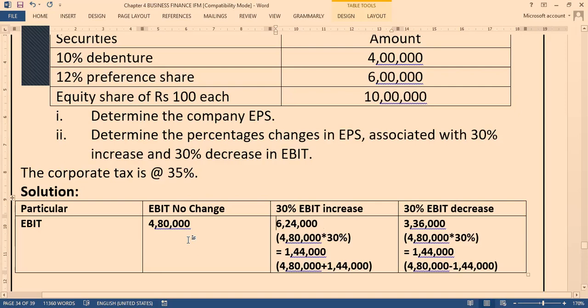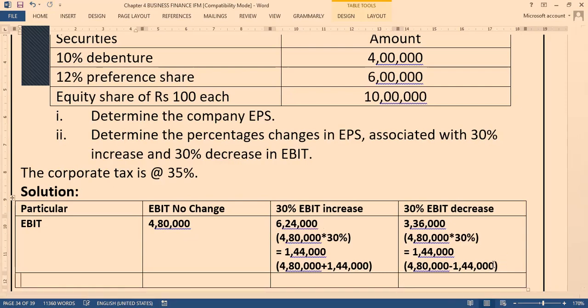While solving the problem, please check the entire question, try to understand what information is given, and work on it. In the previous cases, they used to give two or three different financial plans, but here they have clearly mentioned that EBIT will increase and EBIT will decrease. That is a small change compared with the previous problem. Is it clear? You can just follow the same format.